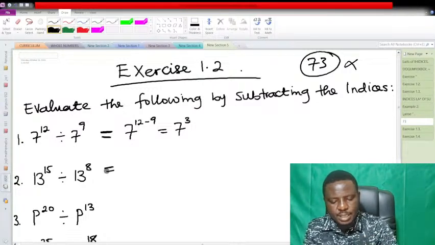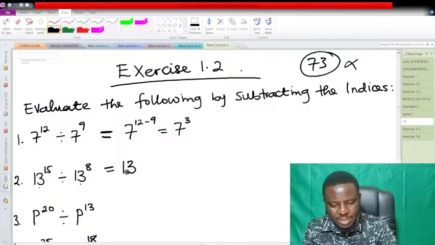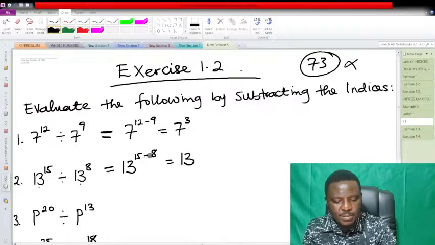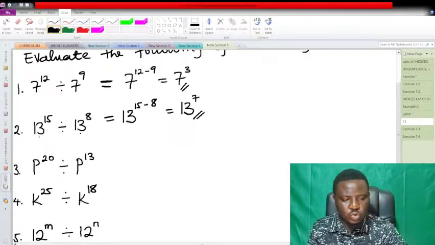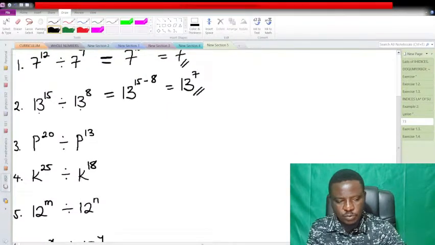B, you have 13 to the power 15 divided by 13 to the power 8. So long as the bases are the same, this is going to be 13 raised to the power of 15 minus 8. When you're dealing with division, take note. And this is equal to 13 to the power 15 minus 8, which is 7. This is your answer.